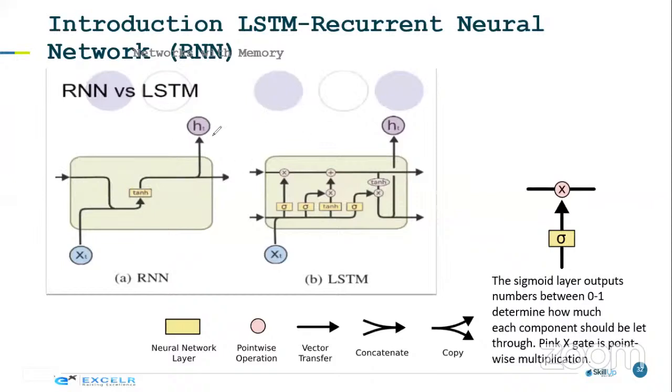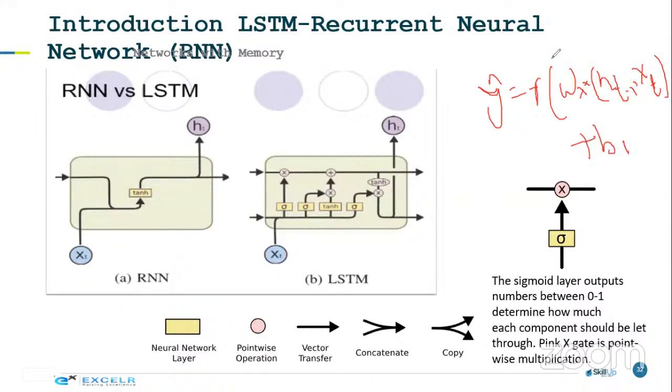So this is how it happens whenever we perform any application on y hat. Our output consists of a function, and this function consists of the weights multiplied by the output of t minus 1 and the current input at t, plus biases. This is how it will look, and this is the operation that is happening.